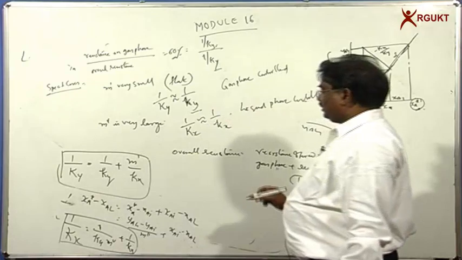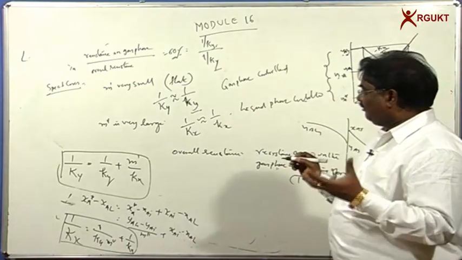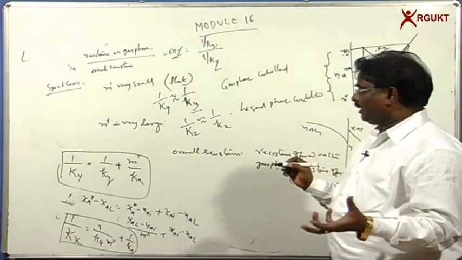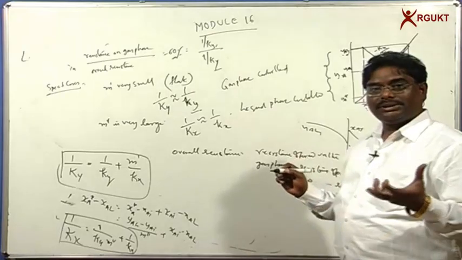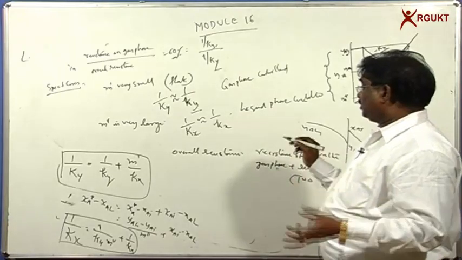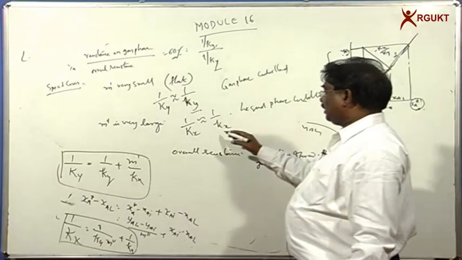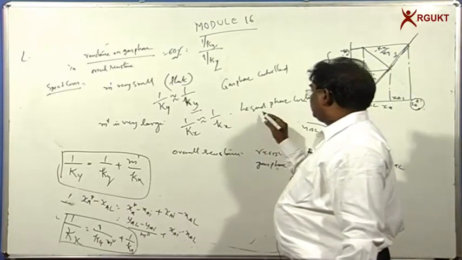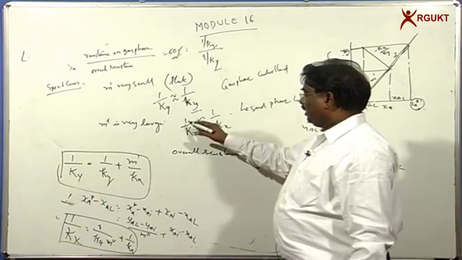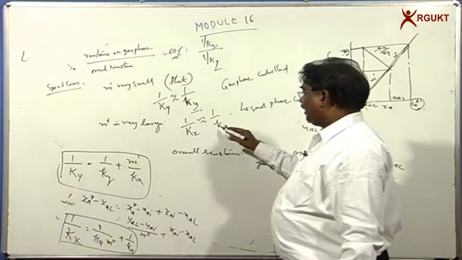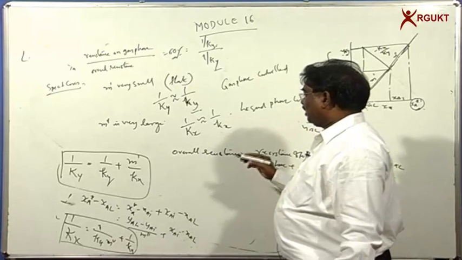For example, when you talk about highly viscous liquids contacting gases where the gas has high solubility for the solute, the resistance offered by the gas phase is negligible compared to the resistance offered by the liquid phase. If that is the case, we call it liquid phase controlled. When it is liquid phase controlled, 1 by capital Kx is approximately equal to 1 by small kx.